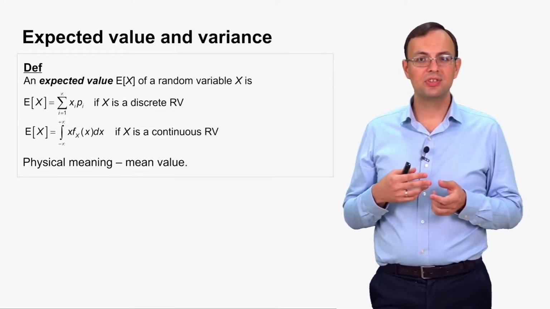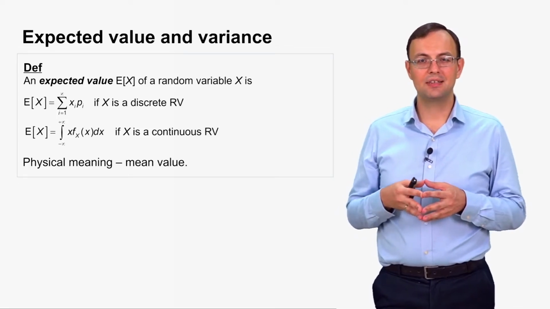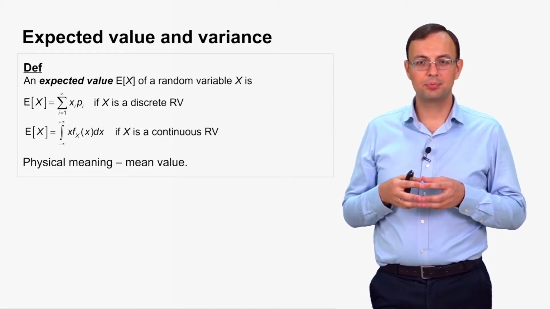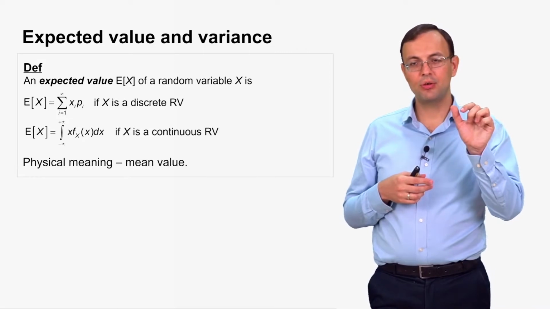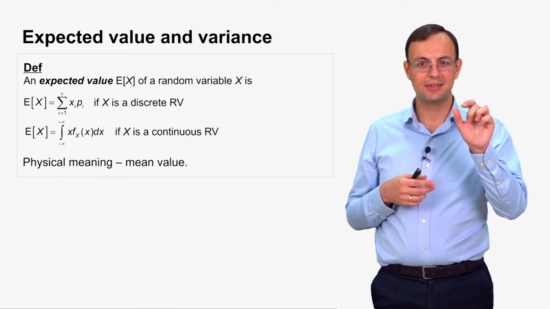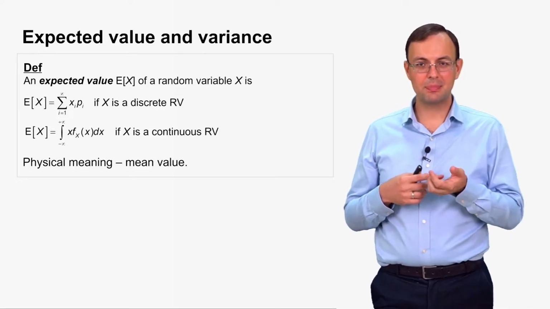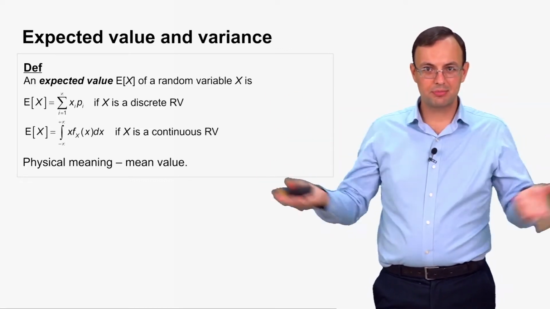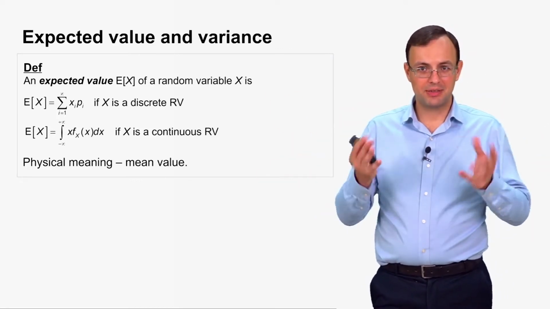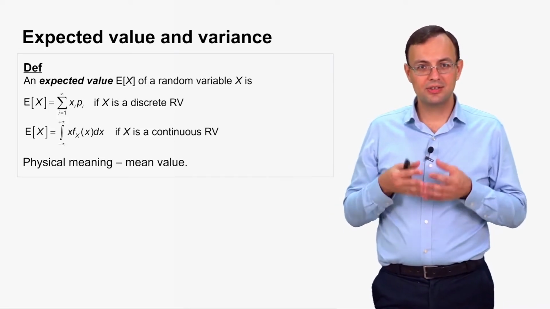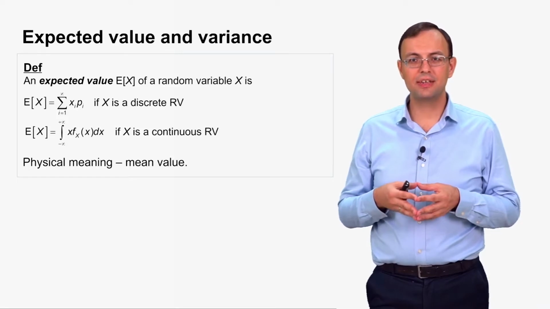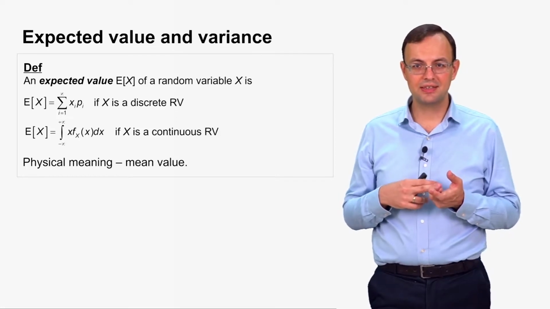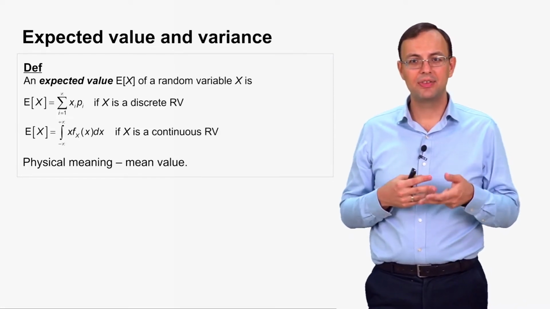So for a discrete random variable, an expected value is defined as a sum, and each element of this sum is a product of a value of a random variable with its probability. So each value is multiplied by the probability of taking this value, and we add these products. And for a continuous random variable, an expected value is defined as an integral from minus infinity to plus infinity of x multiplied by the PDF.